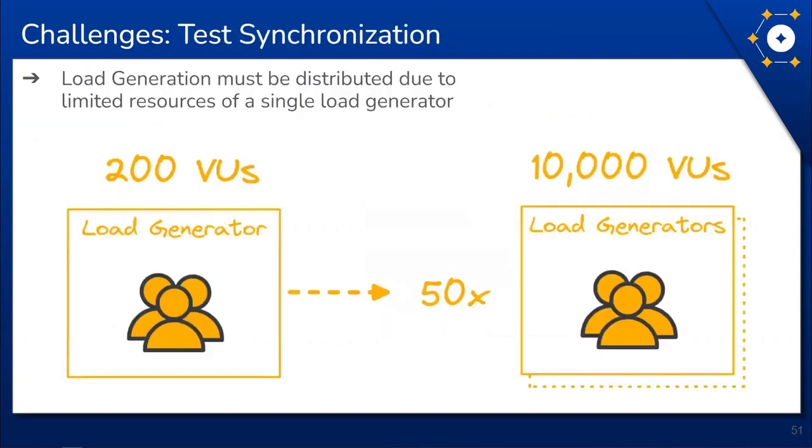The second challenge I would like to highlight is test synchronization. During development, we have found that only 200 VUs can be generated by a single load generating component due to memory and CPU resource limitations. Since Constellation allows simulation of up to 10,000 VUs, the responsibility of load generation must be distributed to multiple components.